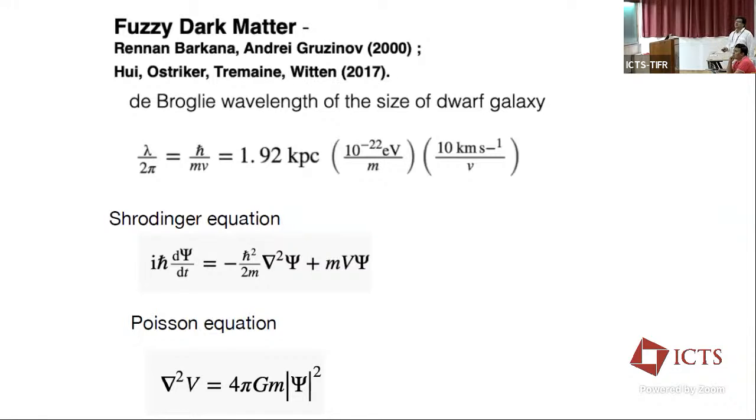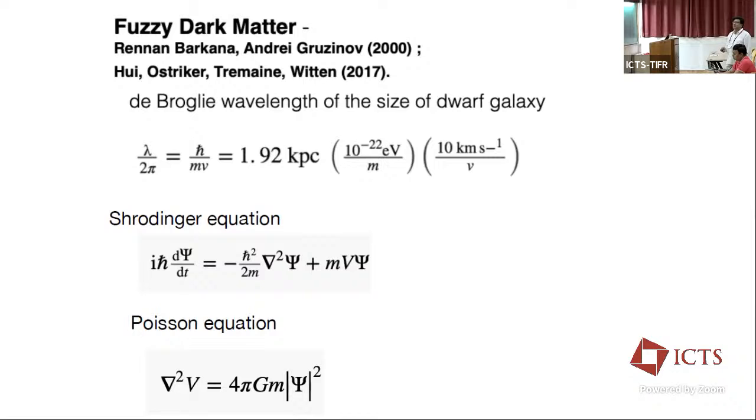So this was designed so that you have this Compton wavelength, which is of the order of a kiloparsec, so that it doesn't fall into the center of the galaxy and create this cusp-core problem. To solve for the distribution, you have a Schrodinger equation with a potential, where this potential is given by the Poisson equation. So you have to solve these two together.